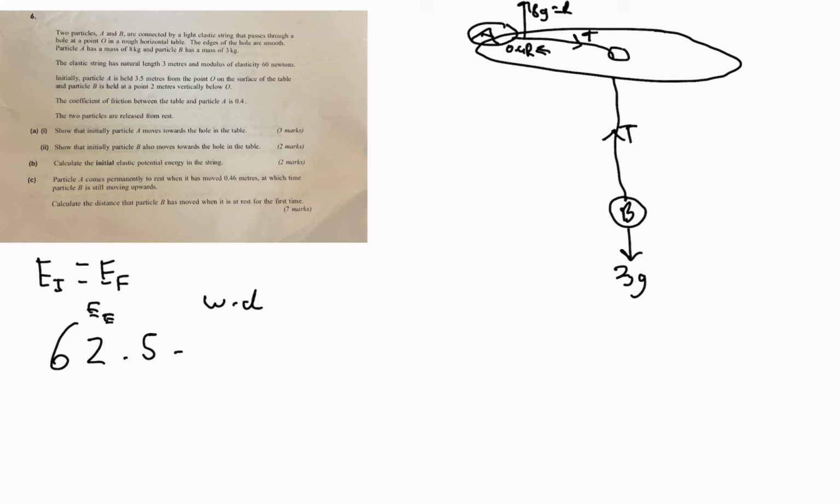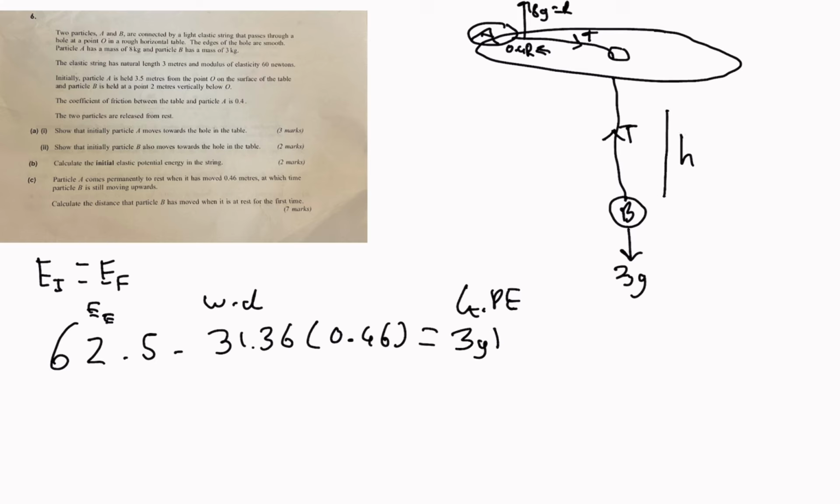And we're also going to have some work done. So we're going to take away 31.36, which was the frictional force, times the distance, which is 0.46. Okay, and the final energy here is going to be the gravitational potential energy, which is the mass, or the weight, which is 3g, times, we're going to call that distance h, which is how far it goes up. And then we're going to add on to that the elastic potential energy at the end.